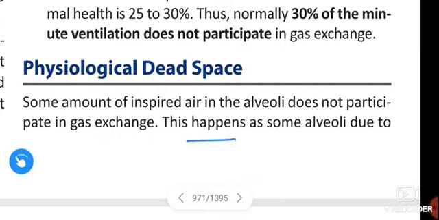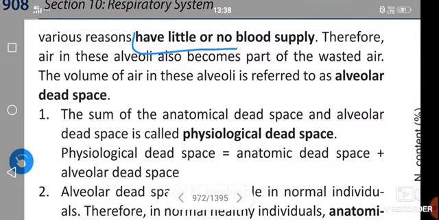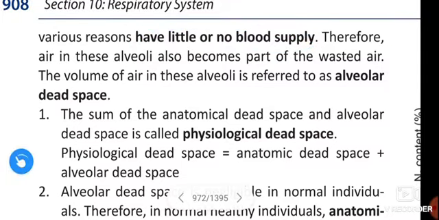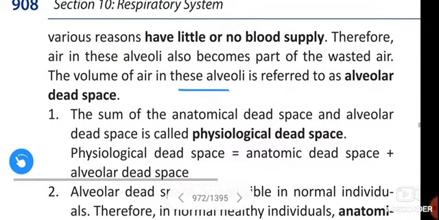This happens as various alveoli, due to various reasons, have little or no blood supply. Therefore, air in these alveoli also becomes a part of the wasted air. The volume of air in these alveoli is referred to as alveolar dead space.